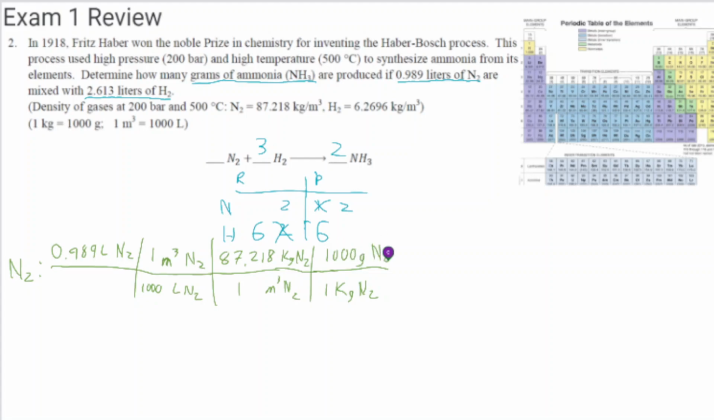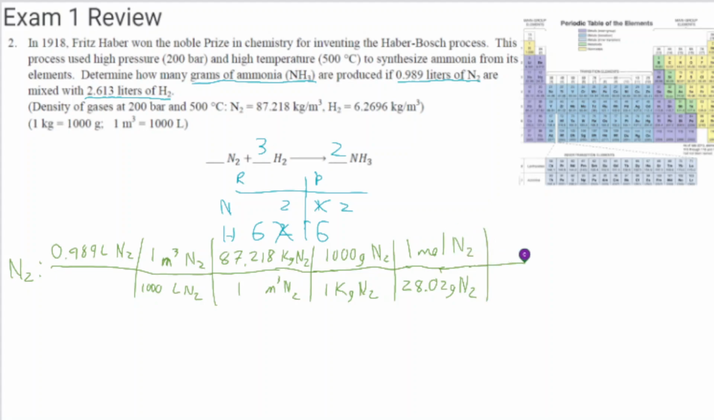And again, you can use the backside of the first page of your useful equations packet, or second page if you're looking at electronically. Or you can just memorize that, kilo means 1,000. So if you have a kilogram, that's 1,000 grams. All right, so now that we're in grams of N2, we can use our molar mass, getting that from the periodic table, and we say that we have 28.02 grams of N2. So again, that's just 14.01 times 2 is equal to 1 mole of N2.